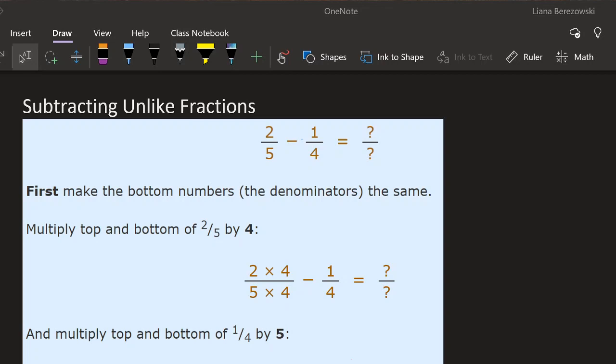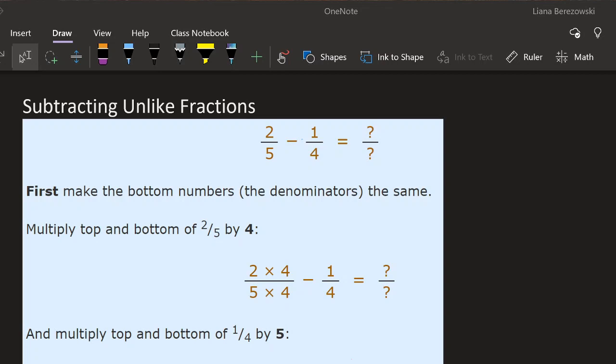We went through some examples of how we do that for addition, and today we're going to talk about how we do that for subtraction. It's very similar to the method for addition. The only difference is the final step is we're going to subtract instead of add. The converting to like fractions is the same no matter if you're adding or subtracting. It's just the final operation that will be different.